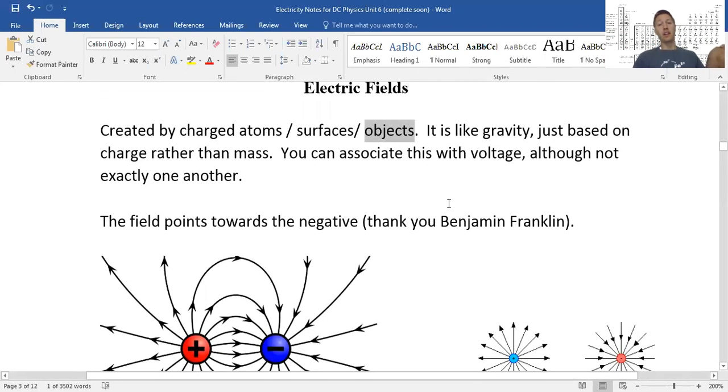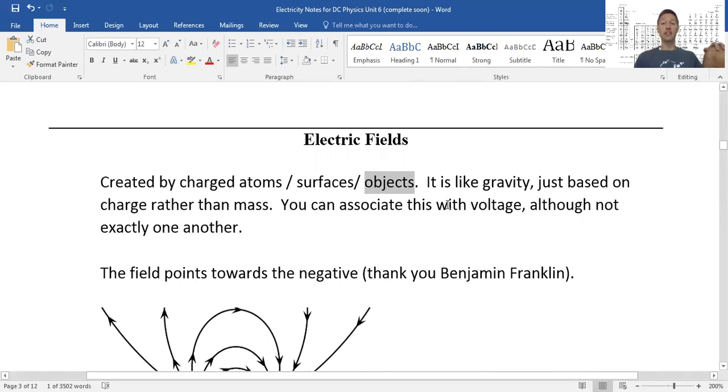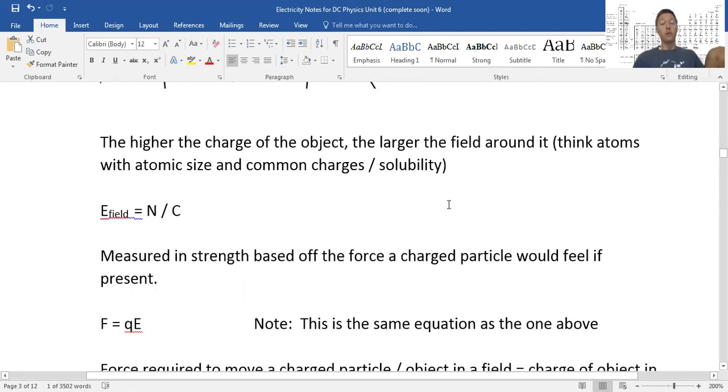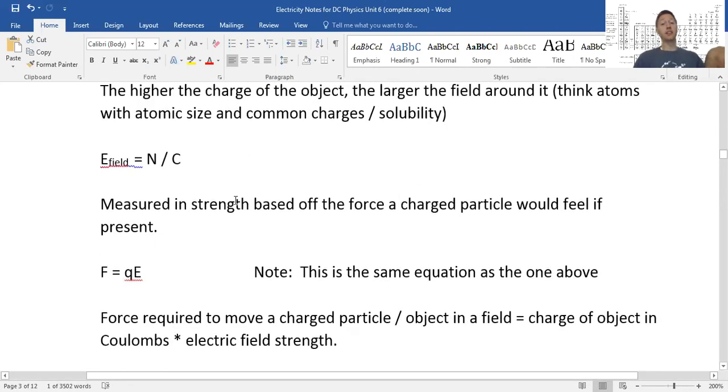But again, electric fields are just the idea that if you're a positive or negative charge, you have some field around you that can push or pull things away from you that are also charged. When we talk about how strong it is, electric field strength is measured in newtons per coulomb, which is to say, what force would this particle feel inside this field based off its charge?